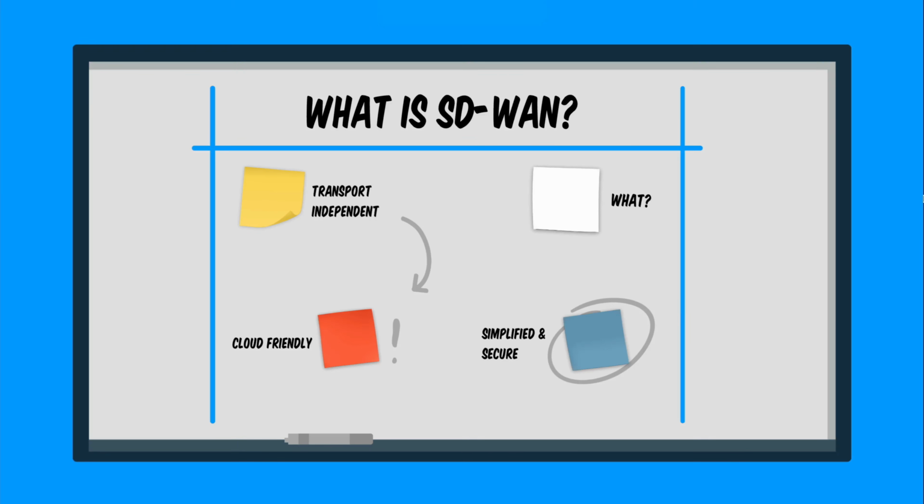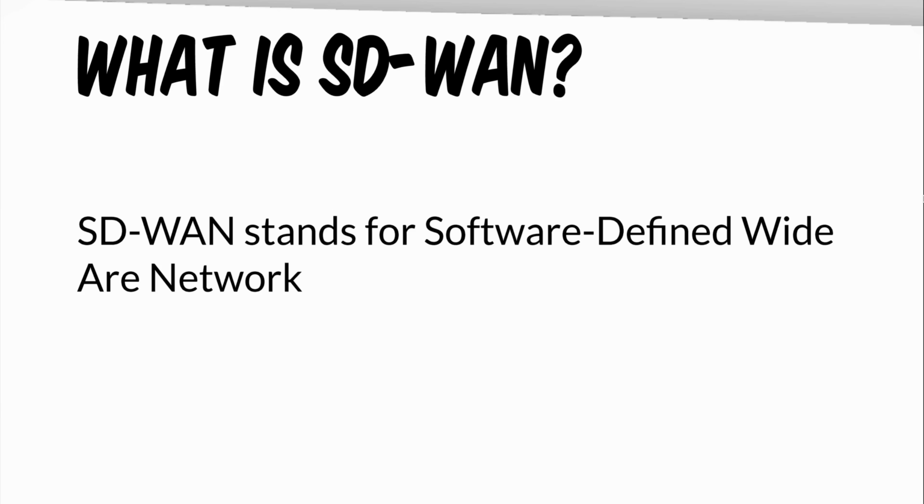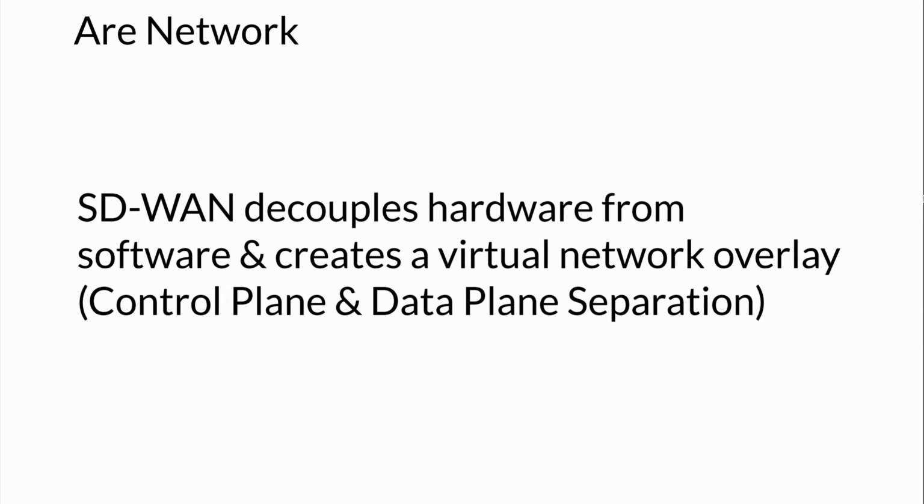Let's jump right into it. What is SD-WAN? SD-WAN stands for Software Defined Wide Area Network. What it does is it decouples hardware from software and it creates a virtual network overlay. And essentially it separates the control plane from the data plane. If you want to learn more about the separation of the control plane from the data plane, I highly recommend that you watch my previous video on software defined networking or SDN. I'll also provide a link down in the description below.